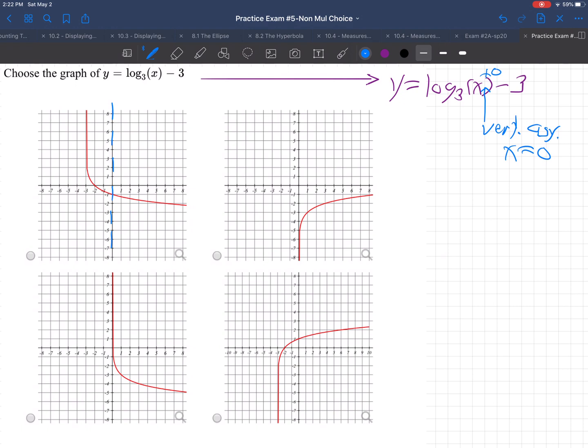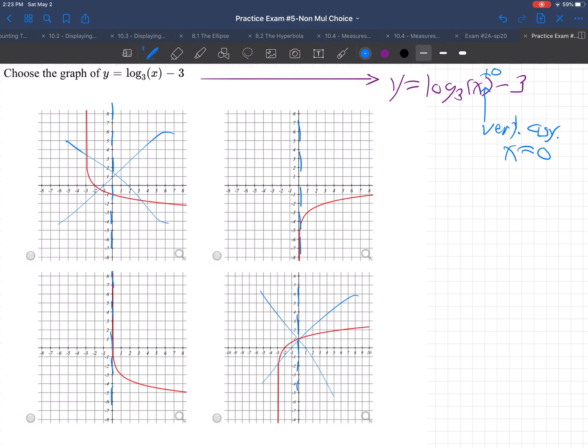That's not right. That one's right because the graph goes there. This one's good. This one does not go there. So these two are out already. The vertical asymptote has got to be 0.